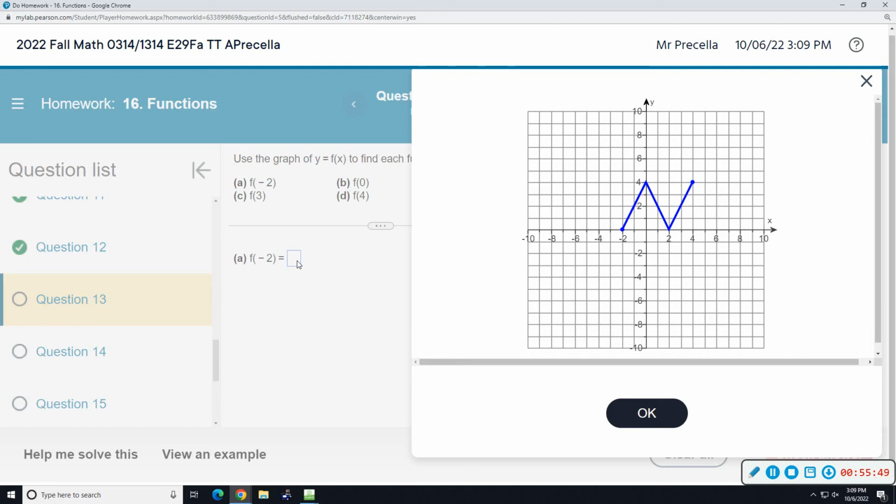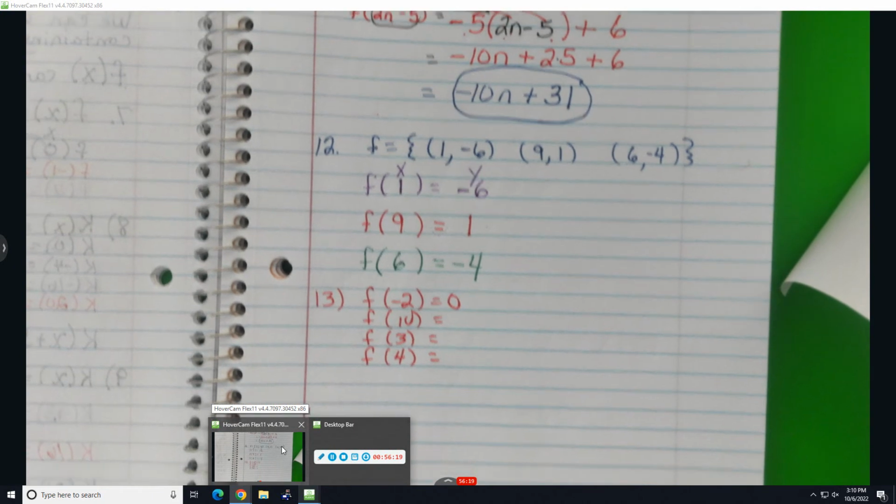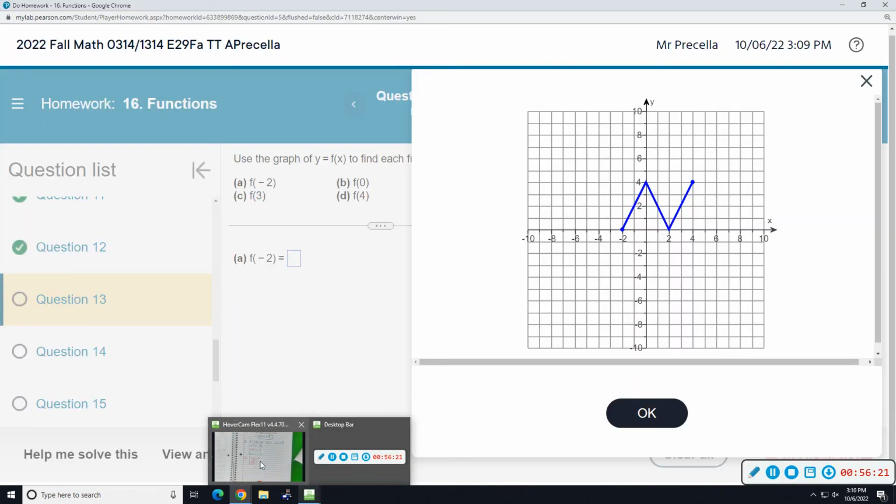I'm just going to write these down, and then I'll punch them all in once I close up the graph. Okay? B says to find f of 10. C is f of 3. And D is f of 4. All I'm doing is writing down the problem, but I don't want to see the answers. Oops.